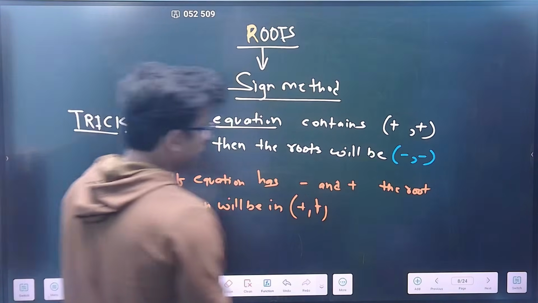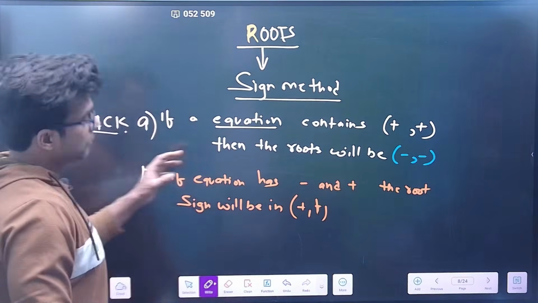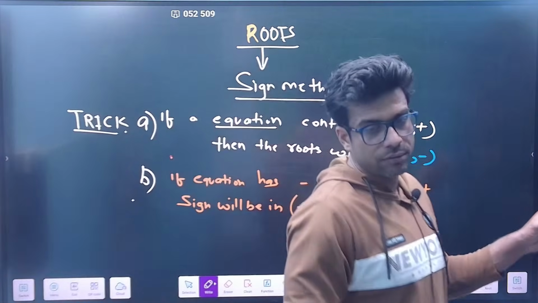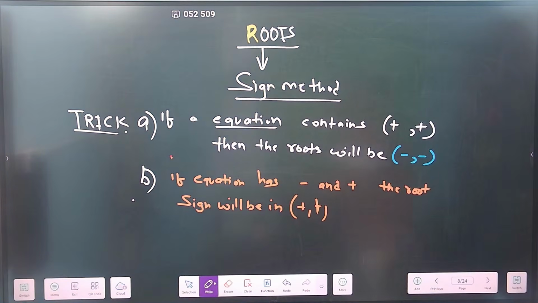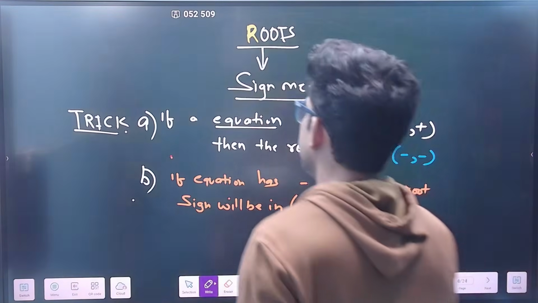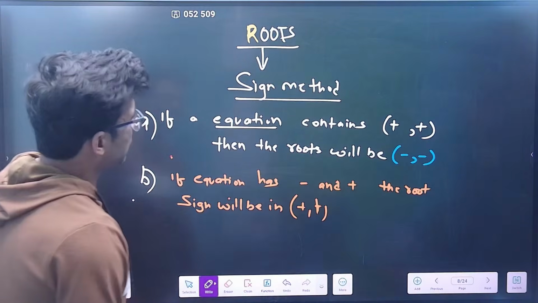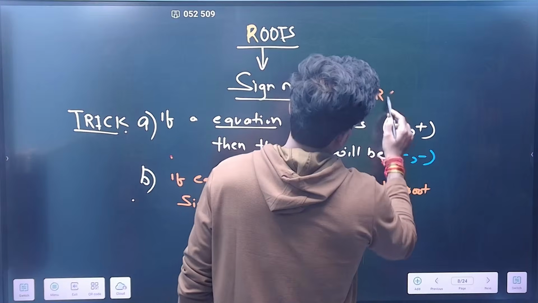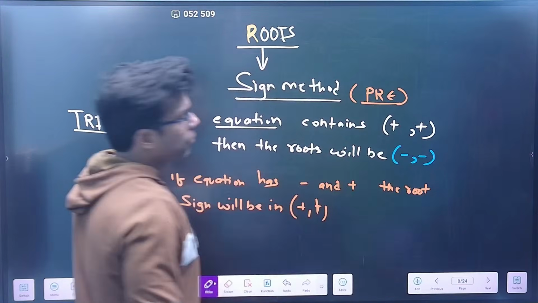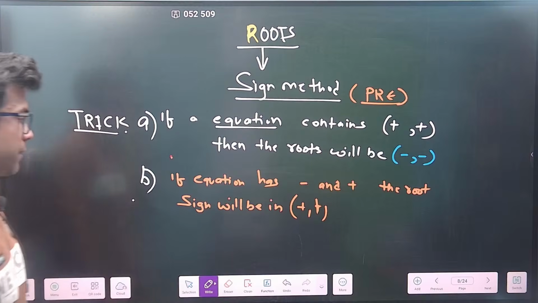Suppose I take one equation. Guys, this is trick number 2. These are only 2 theories about the sign, 2 concepts you can say in the sign method. Just only 2 things. And again, I would say this is the most important thing when you are willing to qualify the pre-exam.